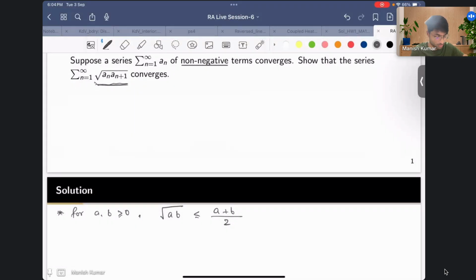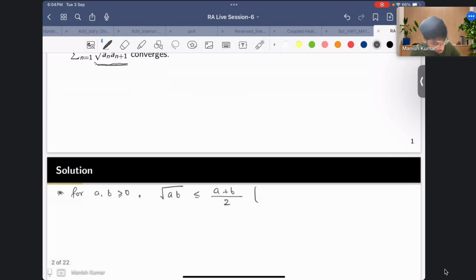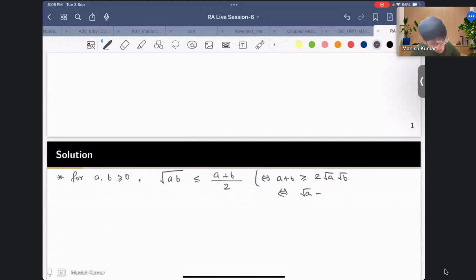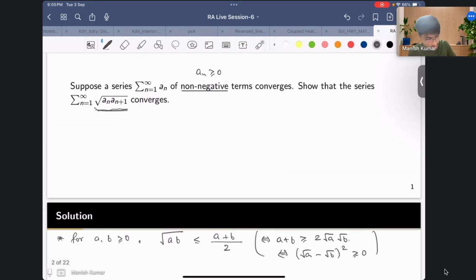The proof is quite easy, so I'll just write one line. Proving this is equivalent to saying, you just do the cross multiplication. You will get a plus b greater than or equal to 2 root a root b, right? And this is nothing but, you can check, root a minus root b whole square greater than or equal to 0, which is true, right? This square is always non-negative. So this is the proof of this inequality, which is very obvious. Now using this, we have to prove that this series is convergent.